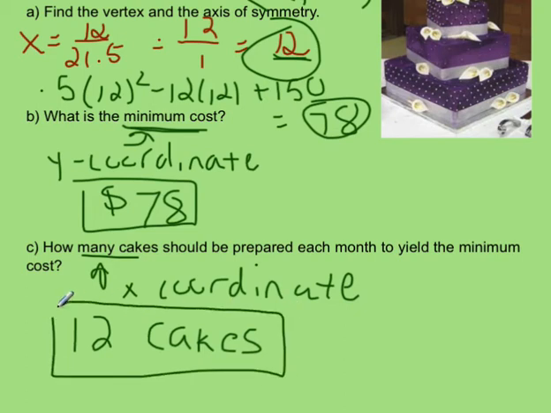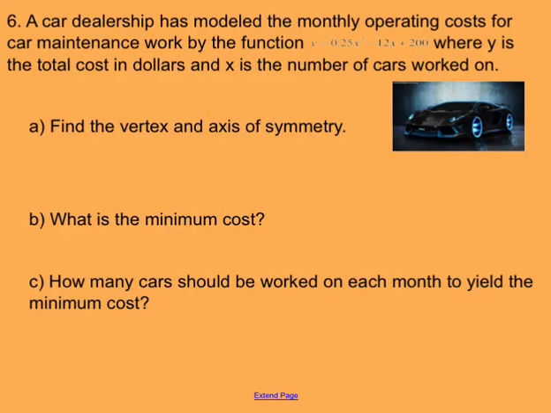You know you need to use the vertex to calculate things out when it uses the word maximum or minimum. Let's take a look at a car dealership. So it gives us a quadratic, and it says it models the total cost in dollars, and x is the number of cars worked on. So this is really similar to number 5. We want to find our minimum cost and how many cars we need to get there. So first let's calculate out the vertex.